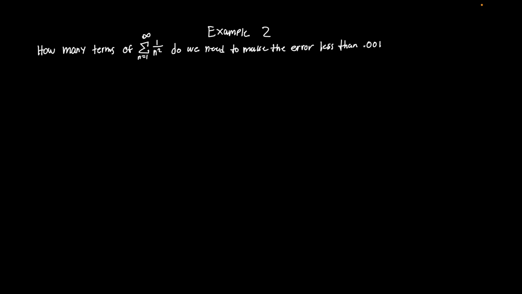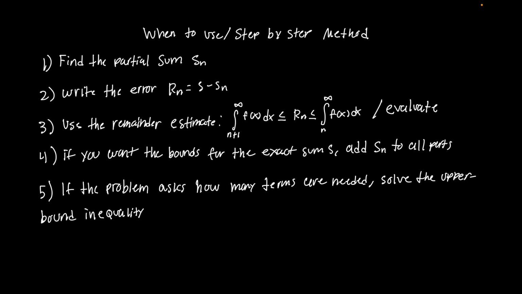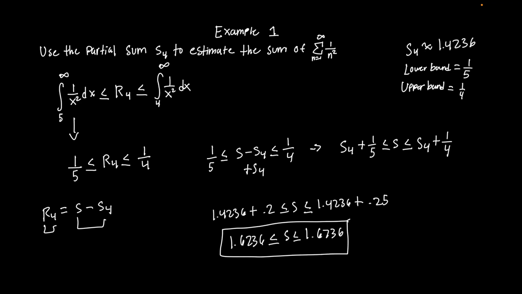Now, example 2. This is a different problem. Same function, but different problem. How many terms of the sum of 1 over n squared do we need to make the error less than 0.001? So what we want is the error to be less than 0.001. Remember, the error and remainder are the same thing. So we want the remainder or the error to be less than 0.001. If you remember in the theorem, step 5, if the problem asks how many terms are needed, solve the upper bound inequality.